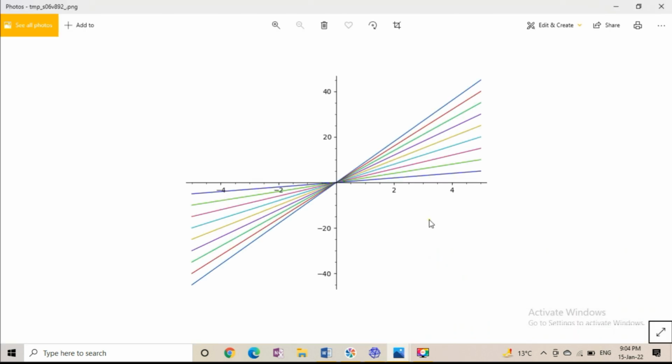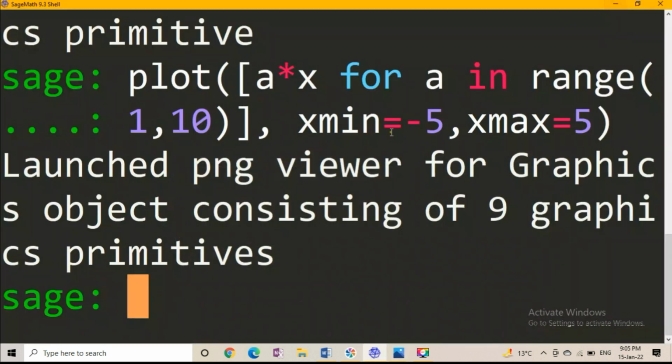After that we get 9 graphs: 1, 2, 3, 4, 5, 6, 7, 8, 9. y is equal to ax is a straight line passing through the origin with inclination a. If we change a, then you get a different straight line. These are the family of straight lines. Okay.